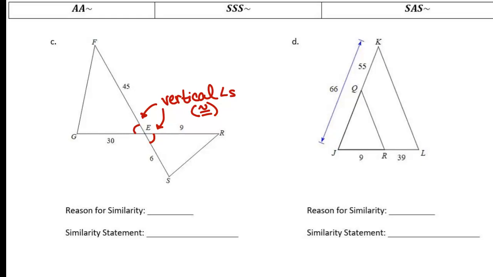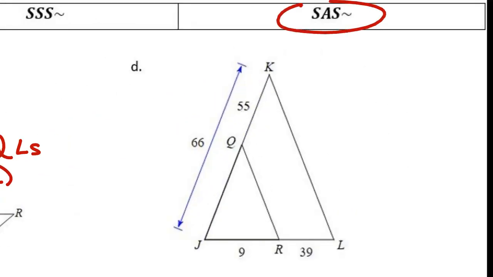Are we going to be able to use angle-angle similarity on this one? No. I have one angle in each triangle, but I don't have a second pair of angles, so I'm not going to be able to use angle-angle. Will I be able to use side, side, side? Why not? We only have 2 sides on each triangle, not all 3. So we're going to have to try for side, angle, side.